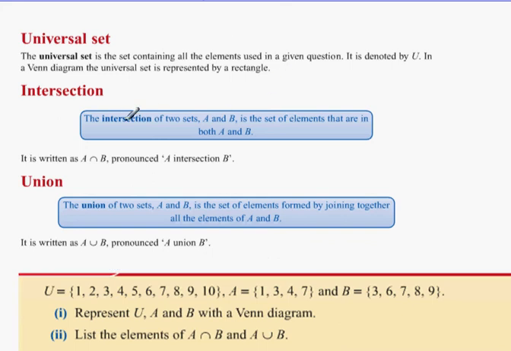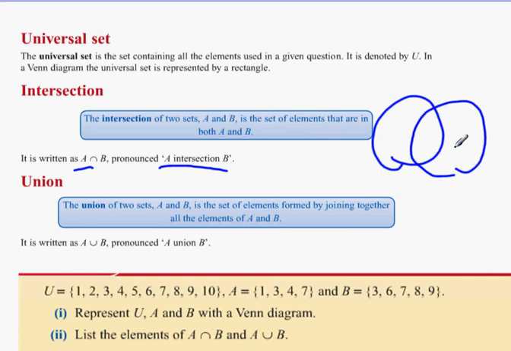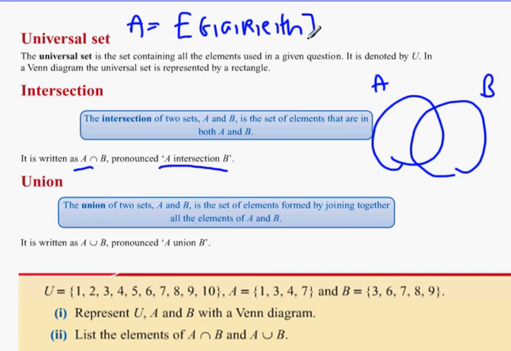Intersection. The intersection of two sets A and B is the set of elements that are in both A and B. It is written as A intersection B and pronounced A intersection B. So, for example, let's say letters in the names Garrett and Gary, okay? A is Garrett, B is Gary. So there's two different names, Garrett and Gary.